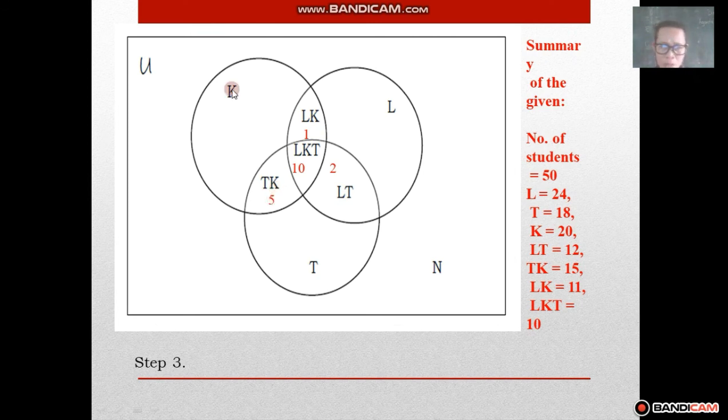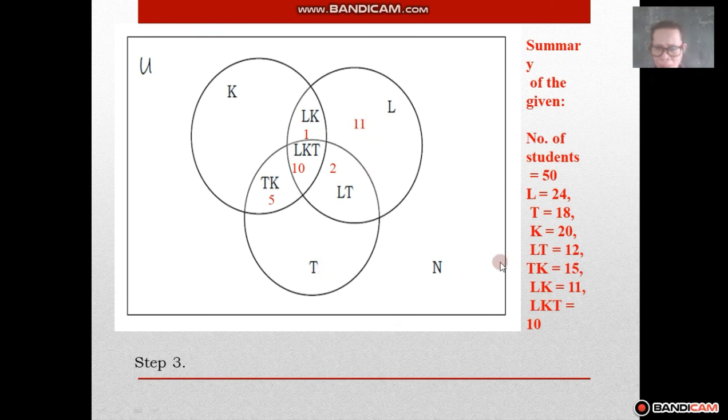Okay, next, we need to determine this area here. It's up to you which of these you're going to determine first, but in our case, let us first determine the value of L. Based on the given, the total is 24, meaning the entire circle is 24. So we already have the values here. The total is 13, meaning 13 will be subtracted from the overall total, which is 24, and that is 11. So this is now the value of L, 11.